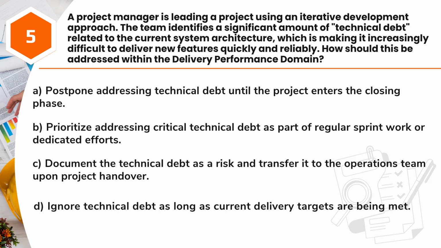Question 5. A project manager is leading a project using an iterative development approach. The team identifies a significant amount of technical debt related to the current system architecture, which is making it increasingly difficult to deliver new features quickly and reliably. How should this be addressed within the delivery performance domain? A. Postpone addressing technical debt until the project enters the closing phase. B. Prioritize addressing critical technical debt as part of regular sprint work or dedicated efforts. C. Document the technical debt as a risk and transfer it to the operations team upon project handover. D. Ignore technical debt as long as current delivery targets are being met.